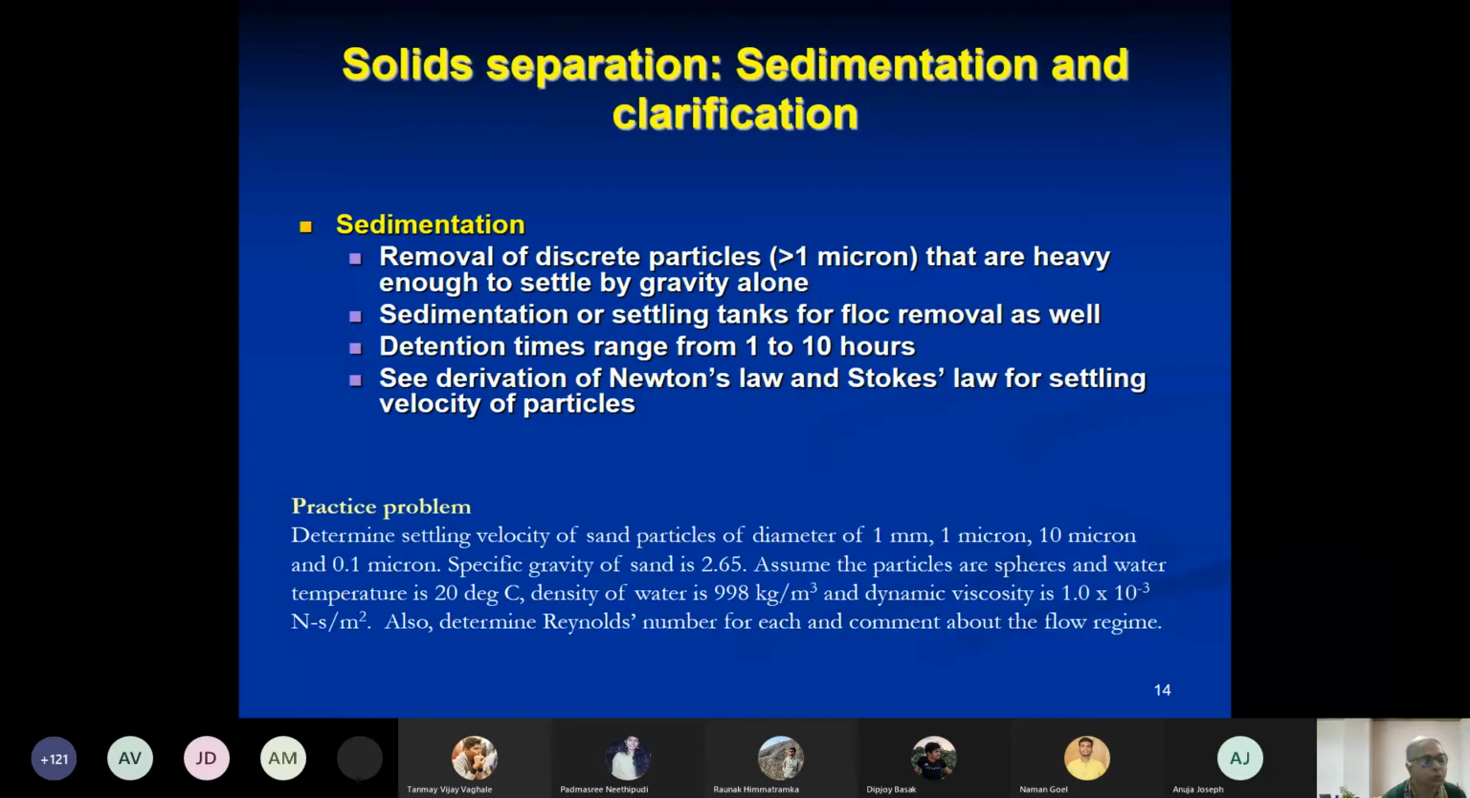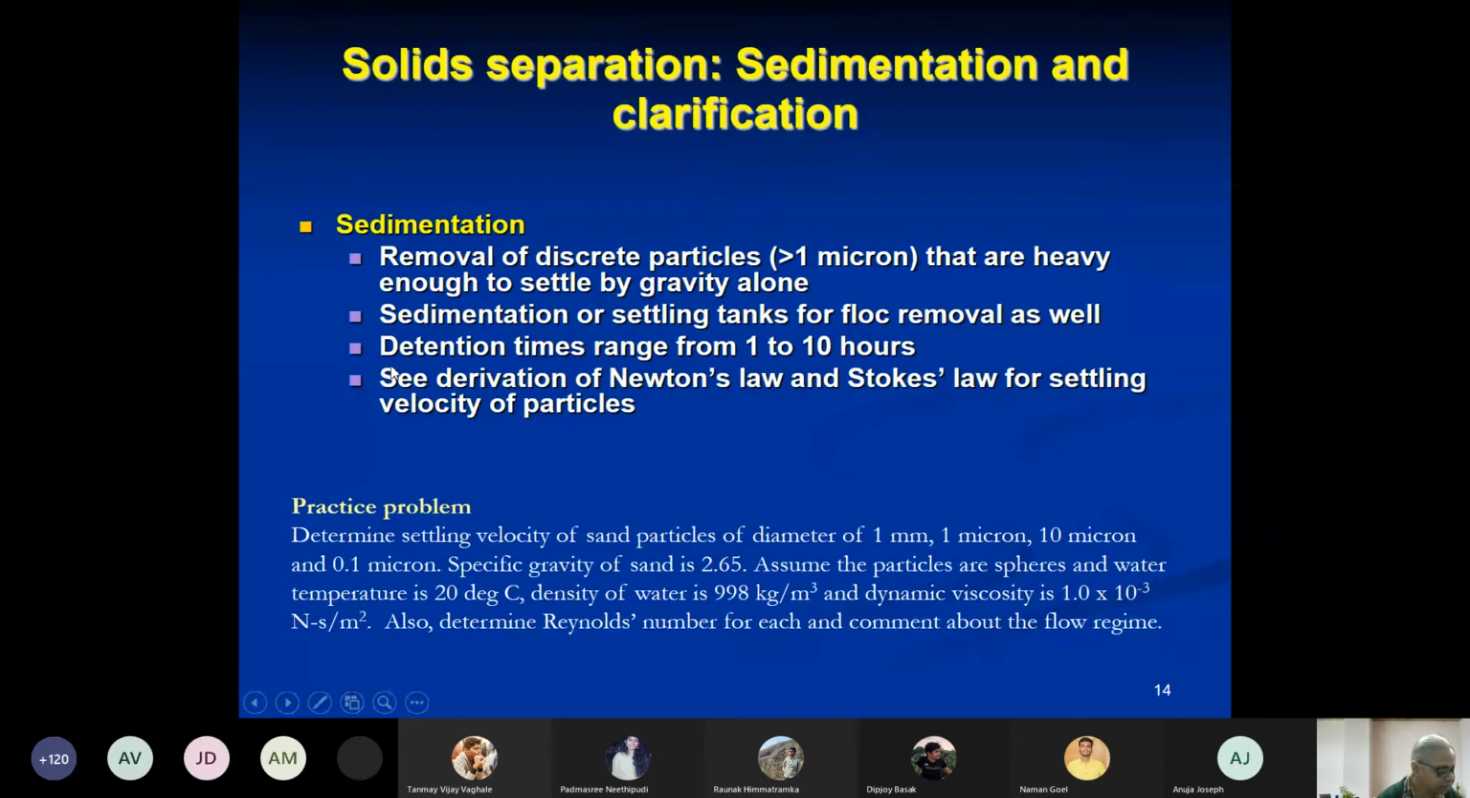Okay, before we come to more details about stable particles, I need to back up a little bit. There is some disorganization over here. When I said you have two types of particles, discrete particles and flocculating particles, how can you remove the discrete particles? Anything that is greater than 1 micron and heavier than water will be removed by gravity alone. That is what we call sedimentation or settling tanks. Sedimentation or settling tanks can be used for floc removal, but this floc removal is after it has been coagulated.